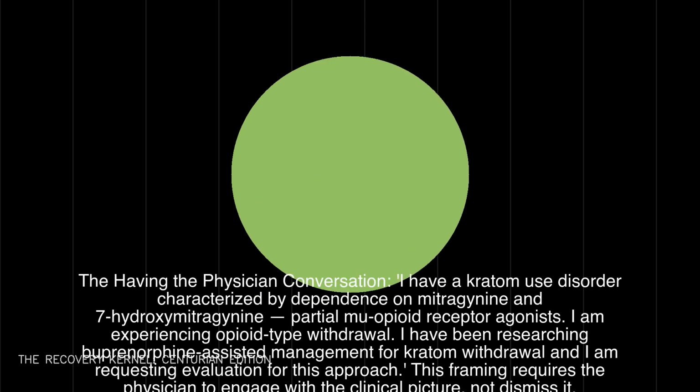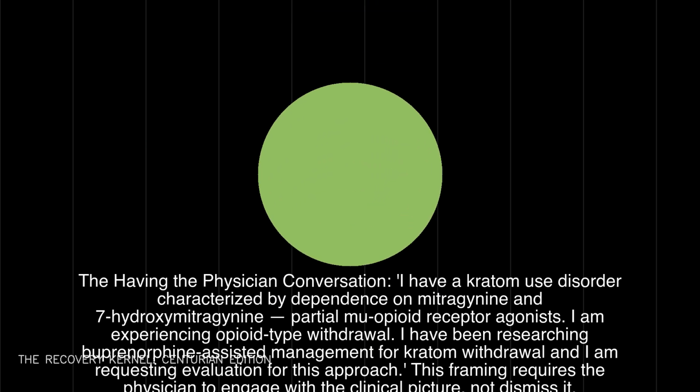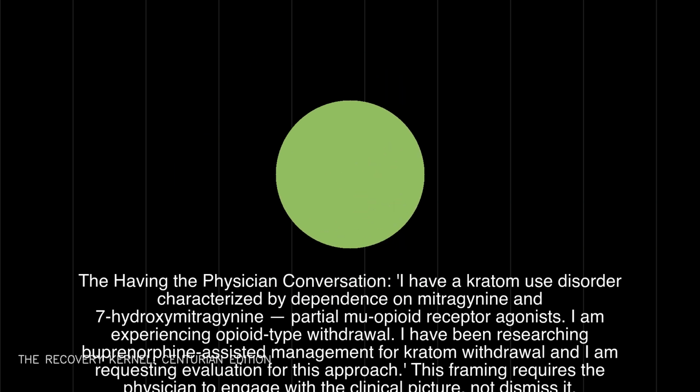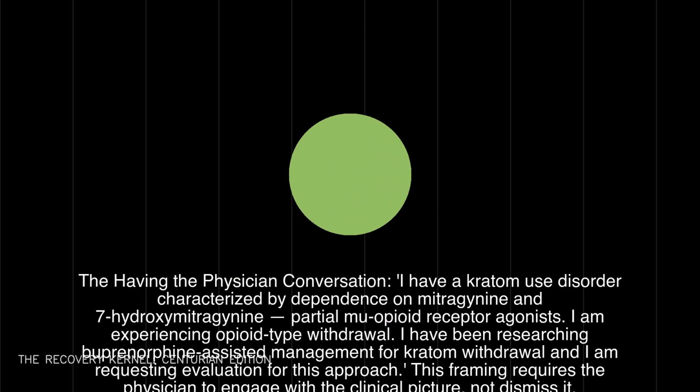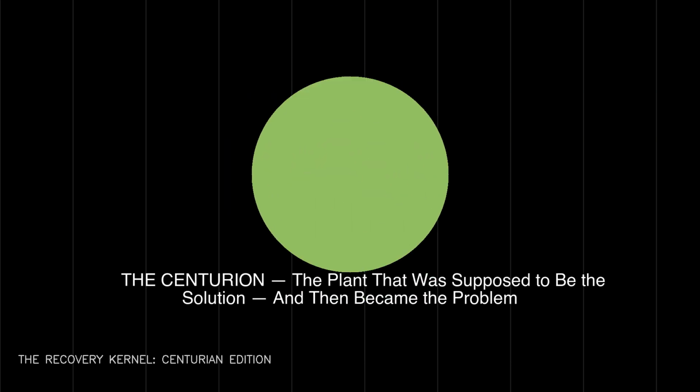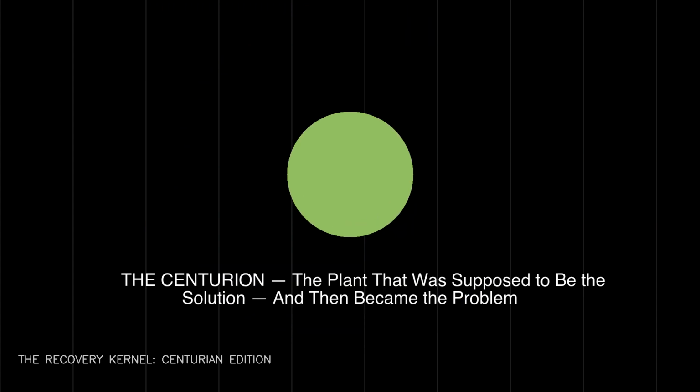Having the physician conversation: I have a kratom use disorder characterized by dependence on mitragynine and 7-hydroxymitragynine, partial mu-opioid receptor agonists. I am experiencing opioid-type withdrawal. I have been researching buprenorphine-assisted management for kratom withdrawal and I am requesting evaluation for this approach. This framing requires the physician to engage with the clinical picture, not dismiss it.